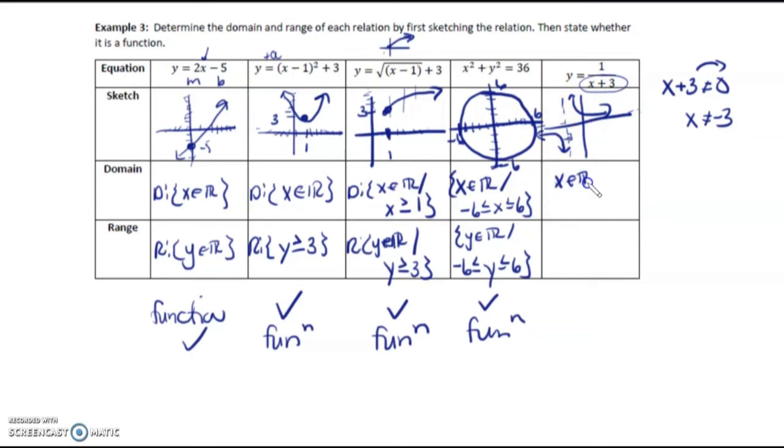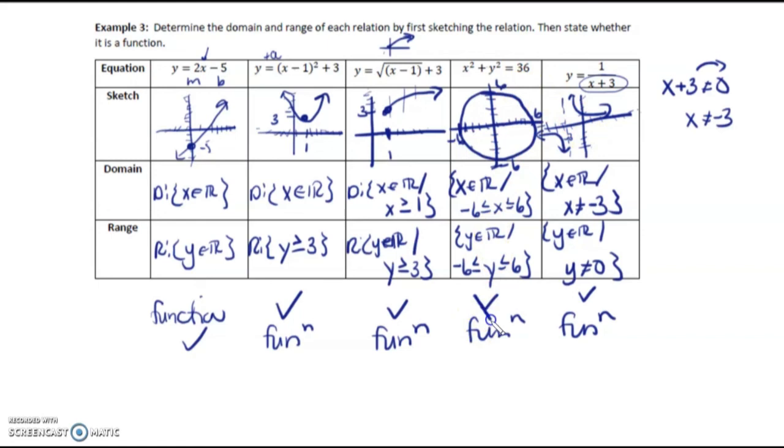x is an element of the real number system such that x does not equal -3. And we can just leave it like that as one restriction because x is going to equal every single number forever. It goes left and right forever, but it's not going to equal -3. And y is an element of the real number system going up and down. y is not going to equal 0. And yes, this is also a function. It passes the vertical line test.